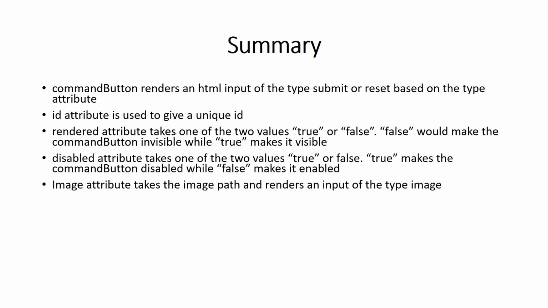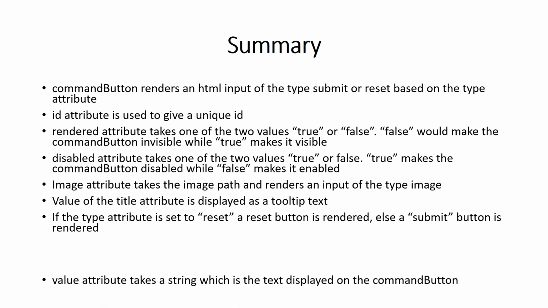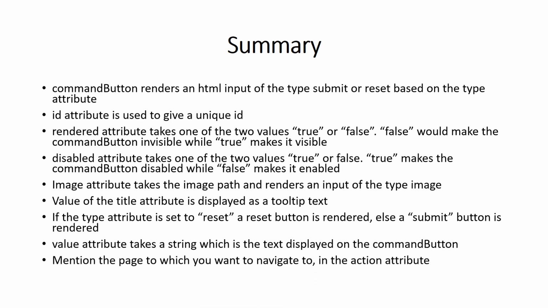Image attribute takes the image path and renders an input of the type image. Value of the title attribute is displayed as a tooltip text. If the type attribute is set to reset, a reset button is rendered, else a submit button is rendered. Value attribute takes a string, which is the text displayed on the command button. Mention the page to which you want to navigate in the action attribute.